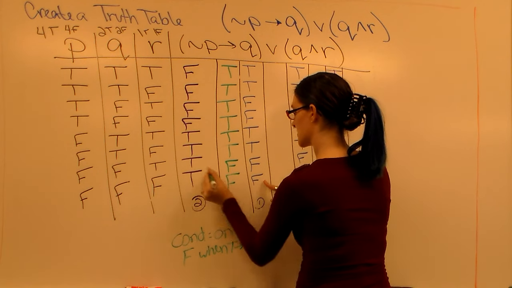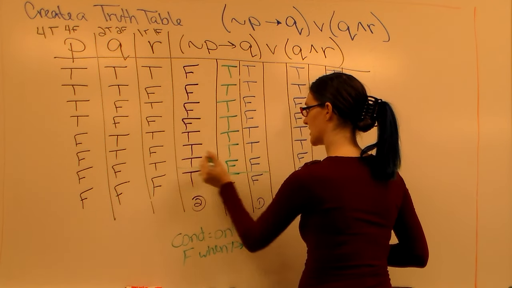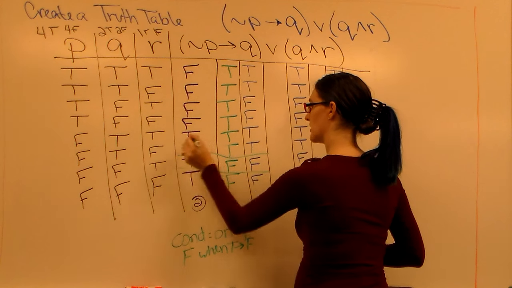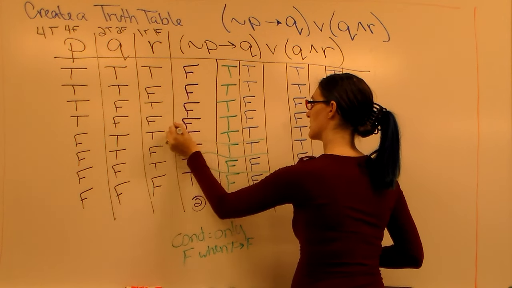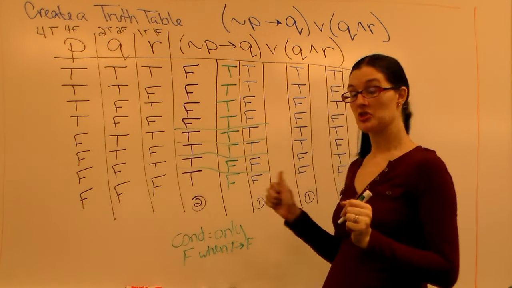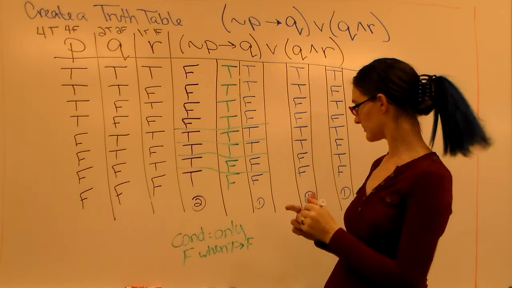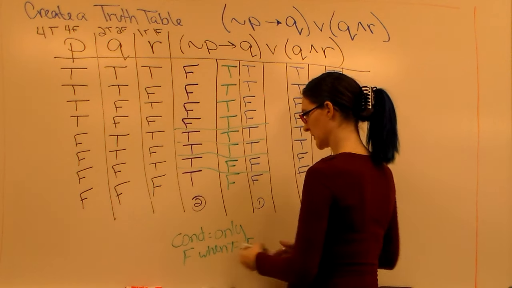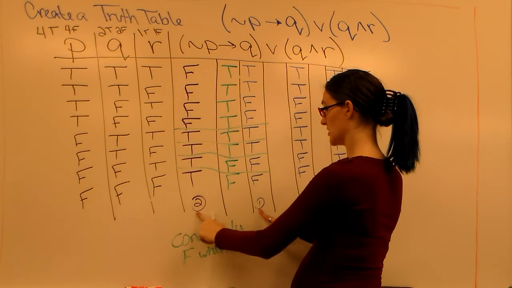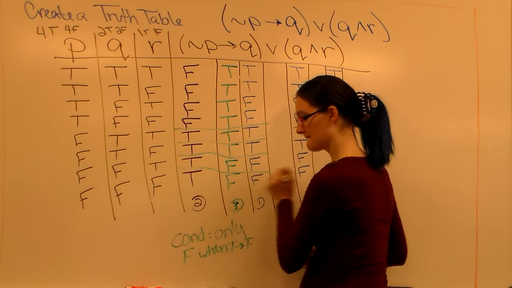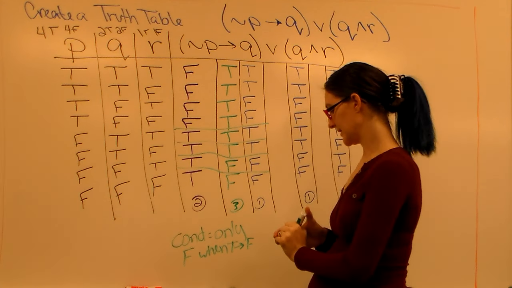And true, false. So my rows got a little bit disorganized. And that's okay, you can just draw a line so you can keep track of where you are. Okay. So that was, I did 1, 2, that would be my third layer that I put in.